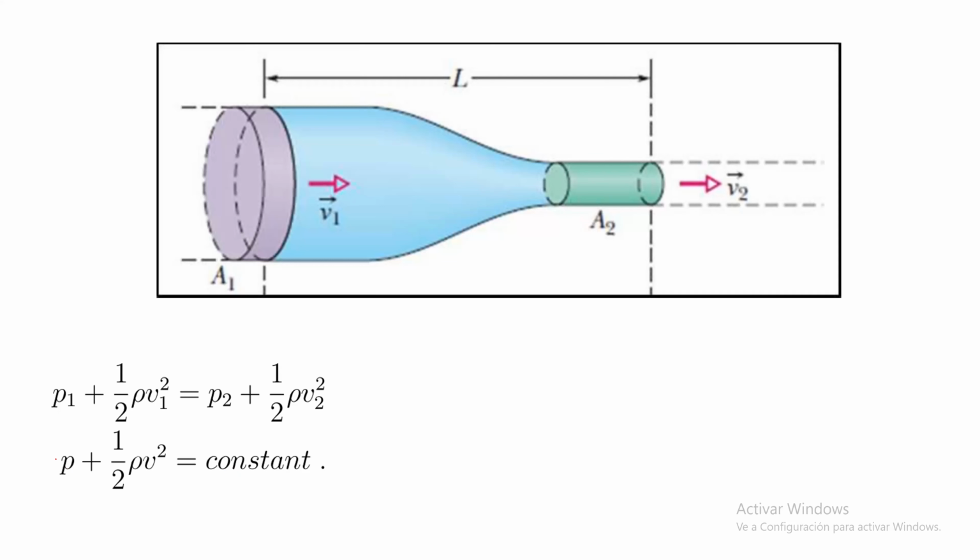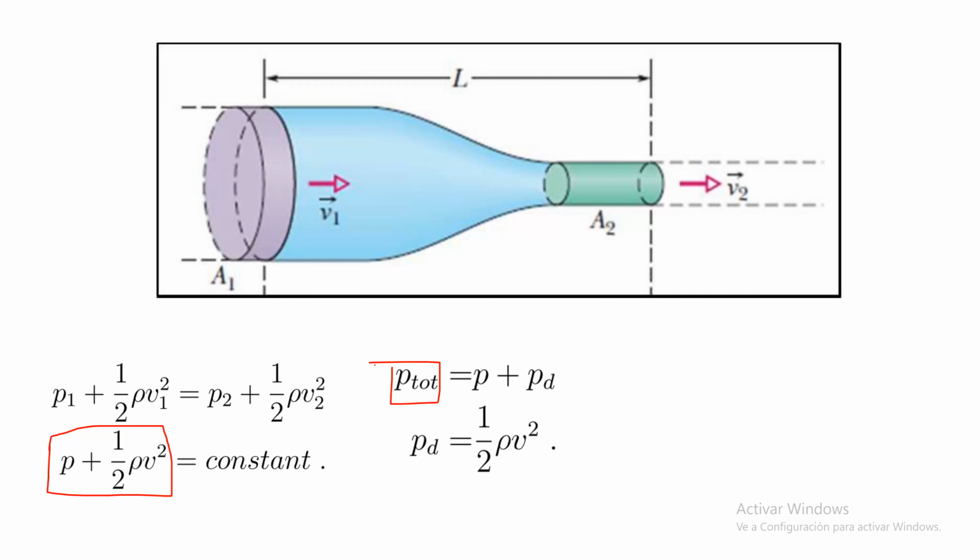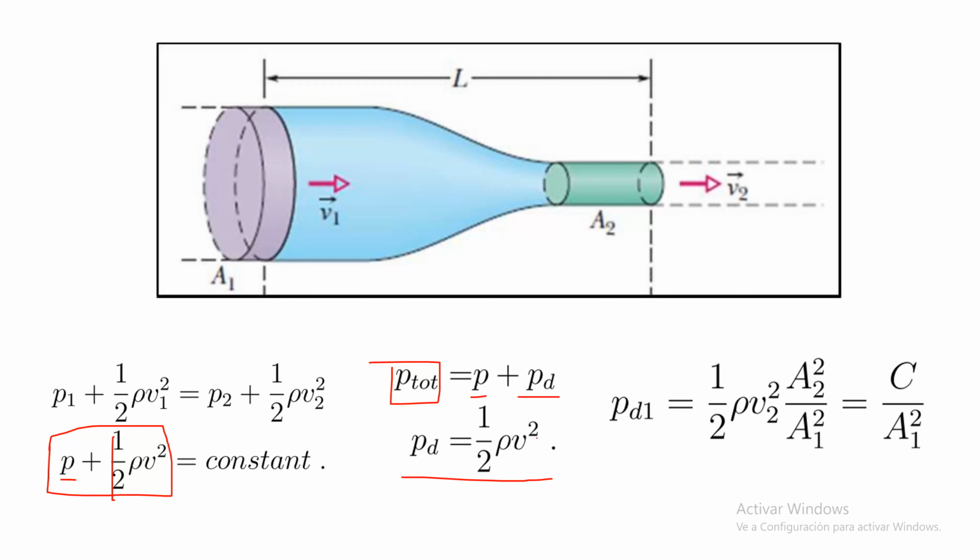Then, as you can see, we now have that the pressure plus half the density times the velocity squared is always constant along this tube. We can rename this constant as the total pressure, which is equal to the pressure, this P right here, plus PD, which is all this term right here. This is called the dynamic pressure, and it is equal to half the density times the velocity squared at any point.